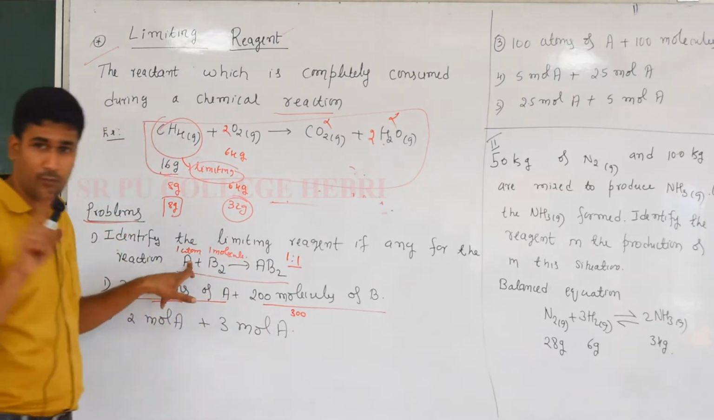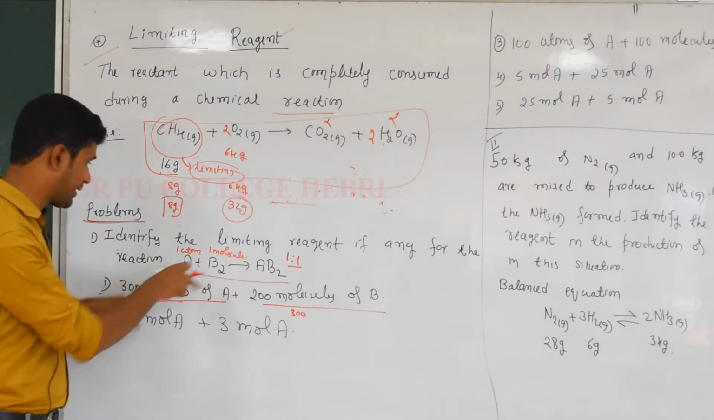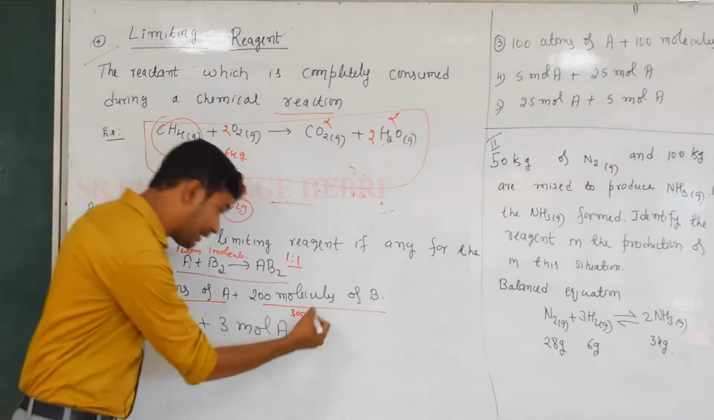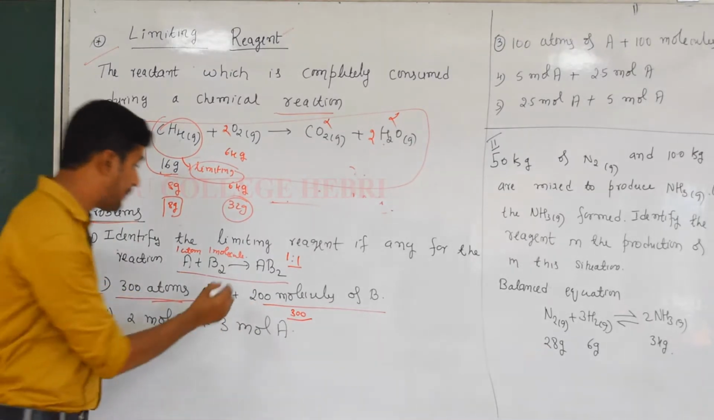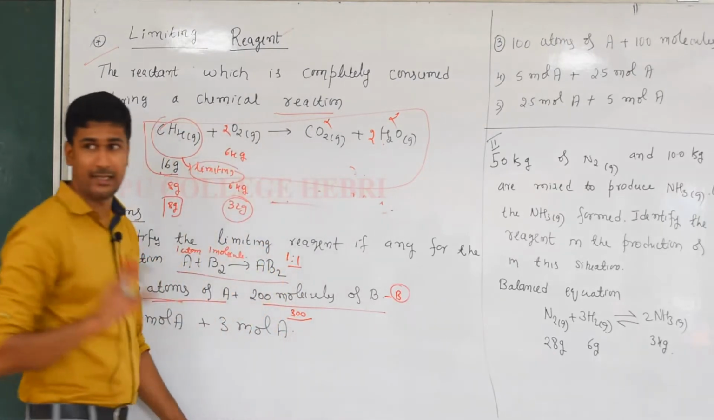1:1 ratio. One atom and one molecule combine. So we have 300 atoms of A. How many molecules of B are required? 300 molecules are required, but we have only 200. So B is the limiting reagent here.